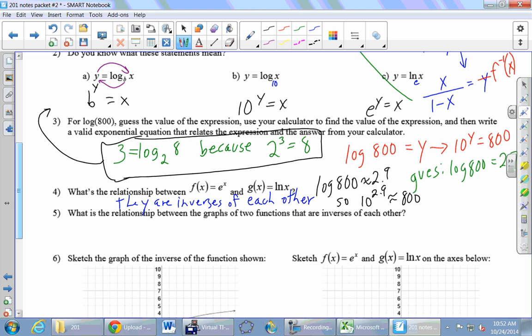Okay, so what's the relationship between graphs of two functions that are inverses of each other? Like if I graphed e to the x and I graphed ln of x, what would I see? Yeah, the x and y values are flipped, correct. Which means that the two graphs have a certain kind of symmetry, a certain relationship to each other. What happens to the graph if you just swap the x and y coordinates?